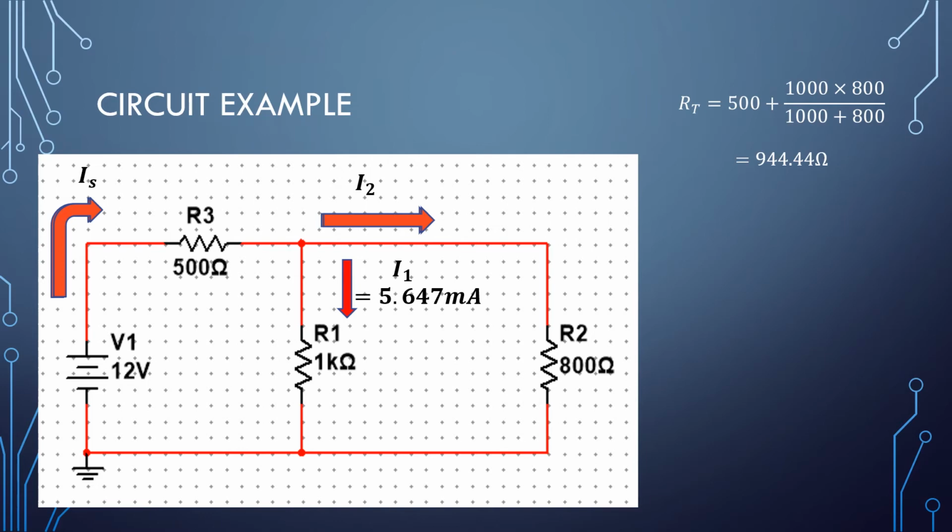Now, using Ohm's law, we can very easily find the source current. We do this by dividing the voltage by the total resistance, and that comes out to 12.706 milliamps. Now we can apply KCL.